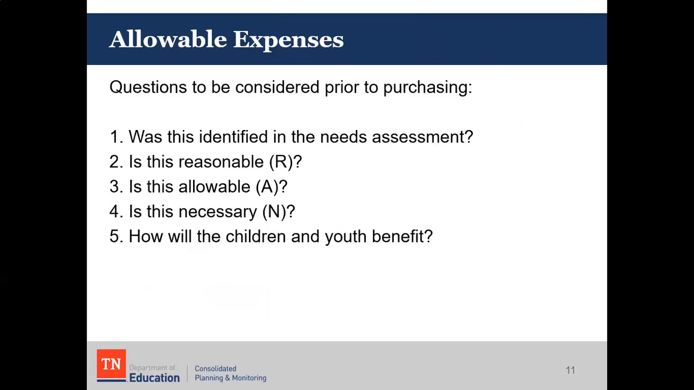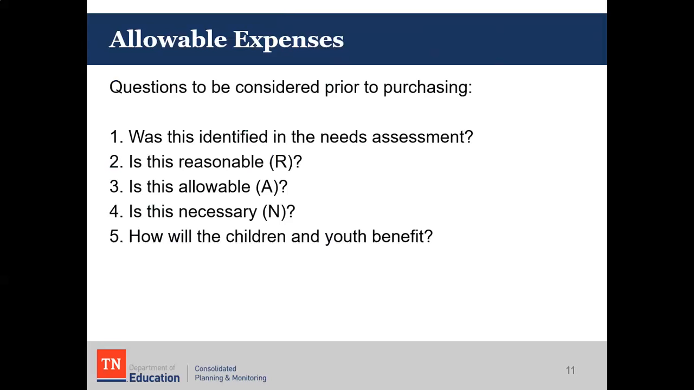So questions to think about when you're receiving requests on whether this is something that we could spend our Title I funds on: is it reasonable? Is it allowable? And is it necessary? That necessary part is going to go back to the needs assessment. And then overall, how will the children and youth benefit? Another area that I like to highlight here that I don't have a bullet for: are they asking for something that they should already be providing? When we think about programs and the services that they offer, if it's something they should already be providing or is already in their contract with other agencies, that would not be something that we would want to spend Title I funds on.